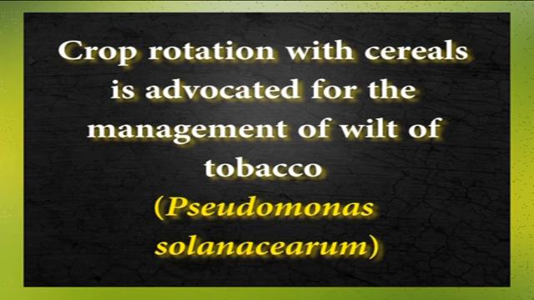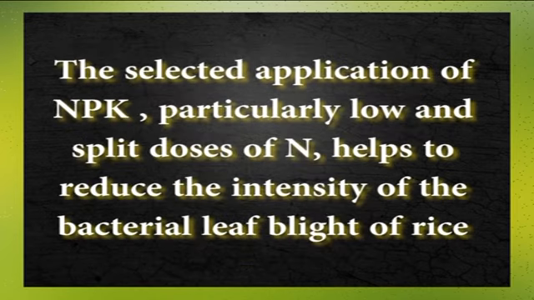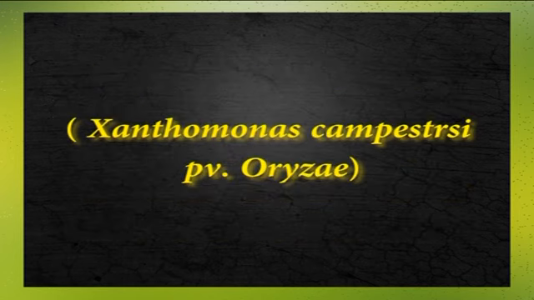Fifth, crop rotation with cereals is advocated for the management of wilt of tobacco caused by Pseudomonas solanacearum. Sixth, the selective application of NPK, that is nitrogen, phosphorus and potassium, particularly low and split doses of nitrogen, helps to reduce the intensity of bacterial leaf blight of rice caused by Xanthomonas campestris pathovar oryzae.